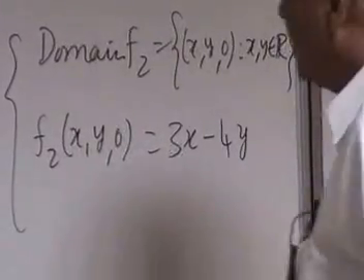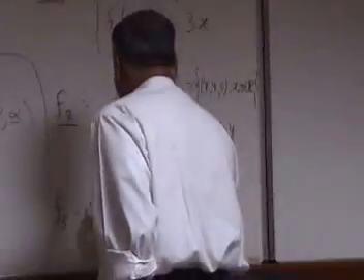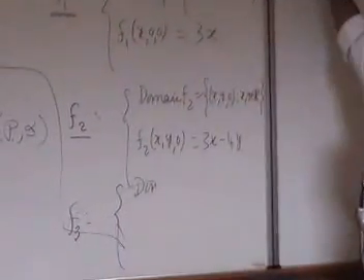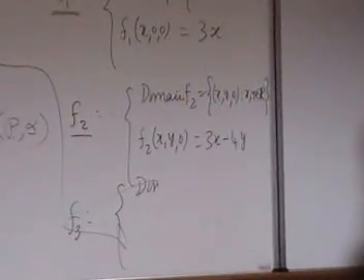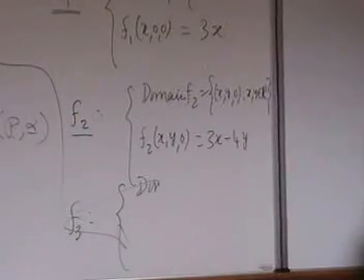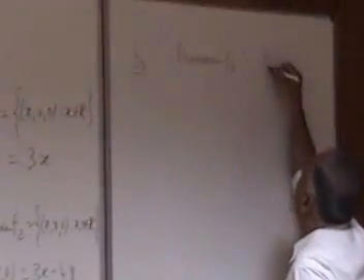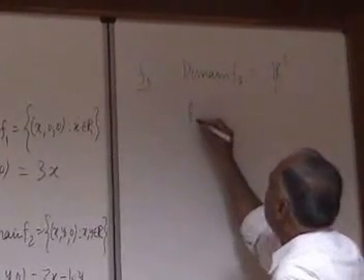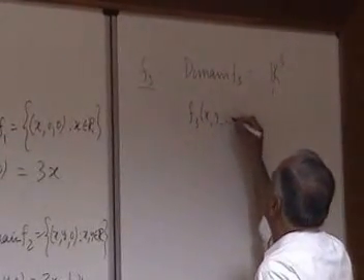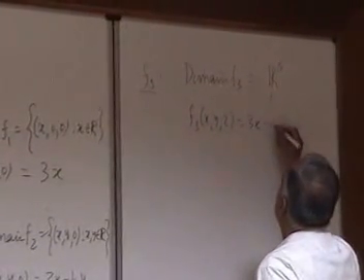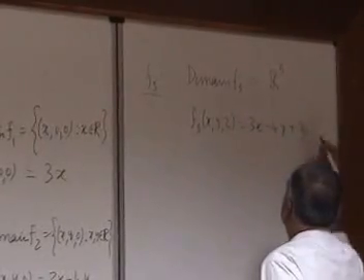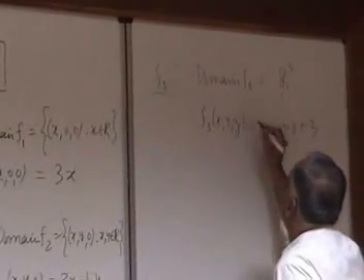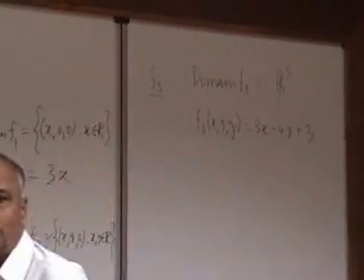And then look at F3. With the domain, I'm sorry, I should not write at this level. F3, domain of F3 to be the whole space. And then F3 of xyz to be 3x minus 4y plus z. Use the same z.